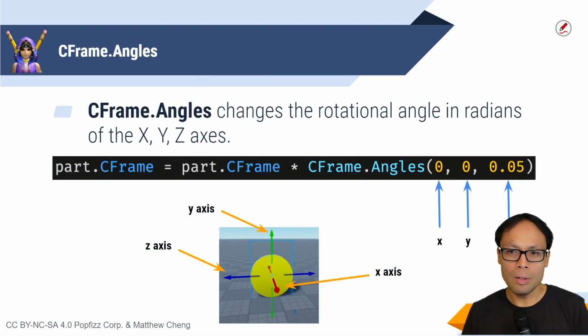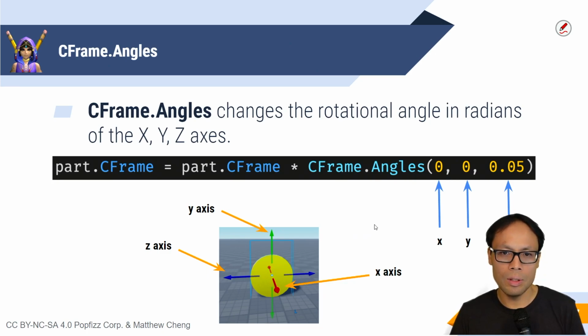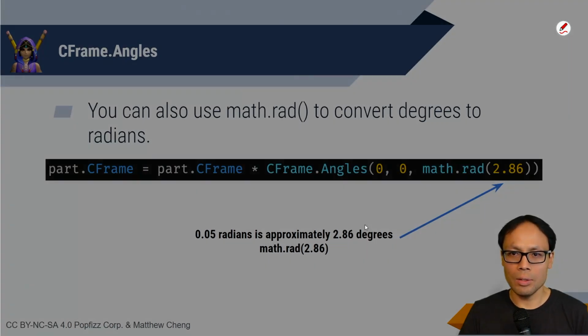So CFrame.Angles changes the rotational angles, in radians, of the X, Y, and Z axes. Again, we change the Z value over here. And just to wrap your head around our coin, the Y-axis is the green arrow over here. The Z-axis is this blue arrow over here. And the X-axis is going to be our red arrow over here. We're going to try to change all three values to see how our coin changes with the different X, Y, and Z angles.